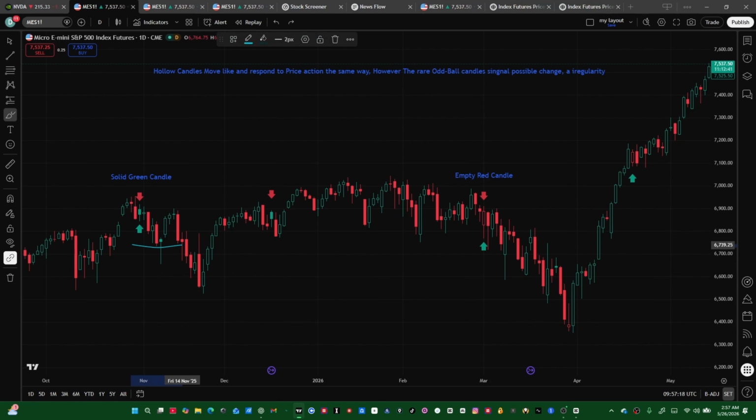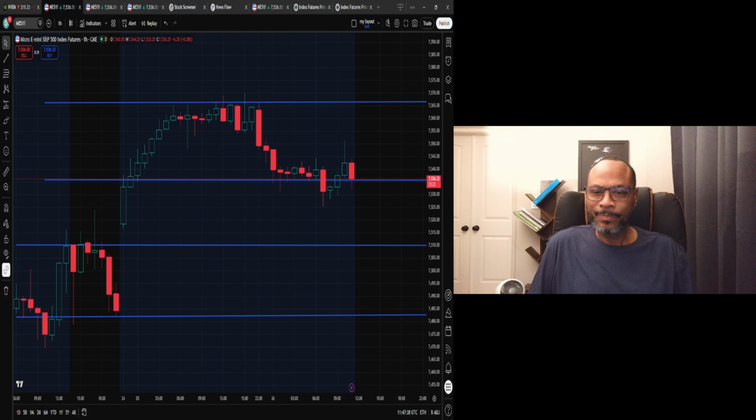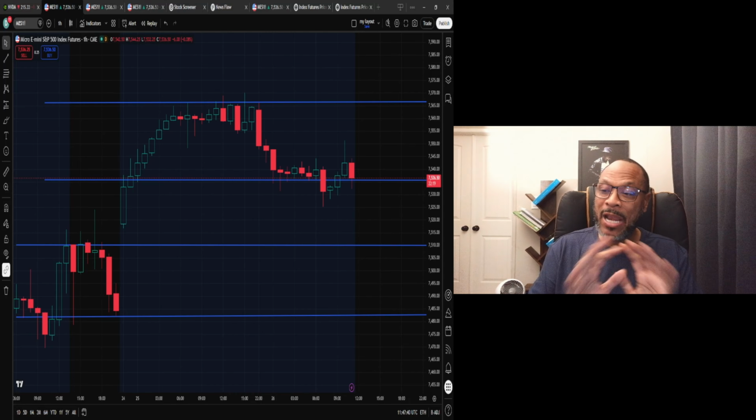That matters more near key levels like support, resistance, VWAP, or EMAs. And for time frames, hollow candles can be used anywhere, but they're usually easier to read on higher time frames because the fast charts create more noise. So now that we're done with the hollow candles, let's switch over to the line candles.